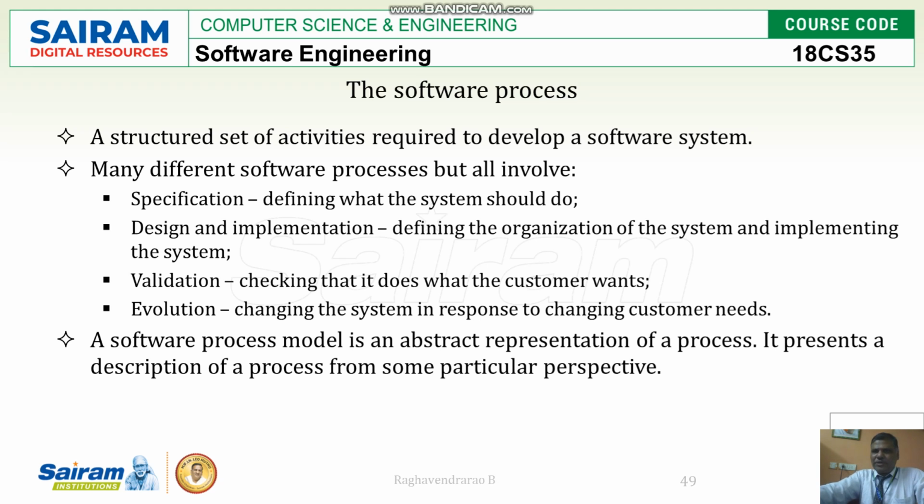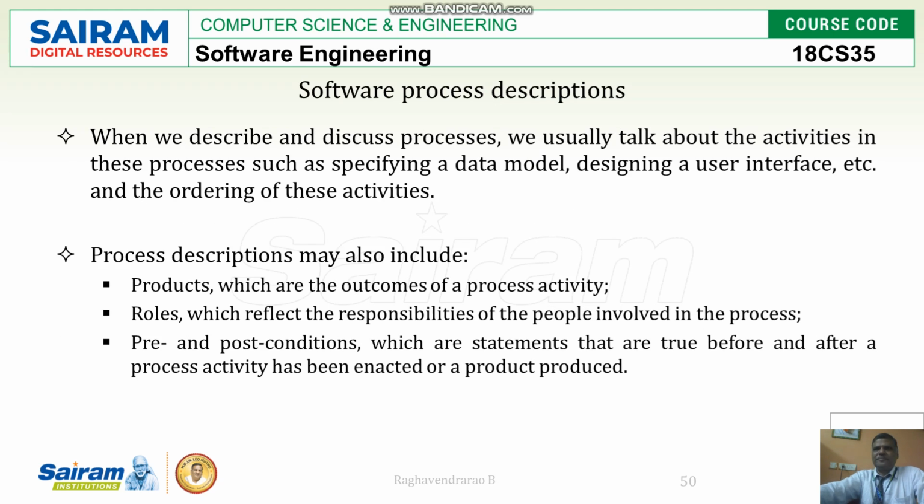Then a software model is an abstract representation of the process. It is nothing but whatever we are going to do, an abstract process. Okay, so it represents the description of the process, how it is going to be done. All these things, whatever we say, will be in the form of data. Once the data is finalized, then the execution part starts: requirements, design, implementation, validation and maintenance, evaluation. Okay.